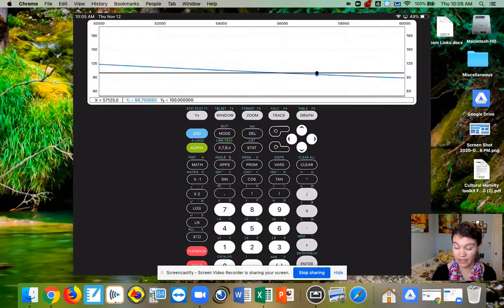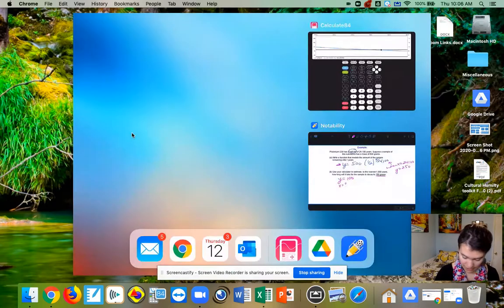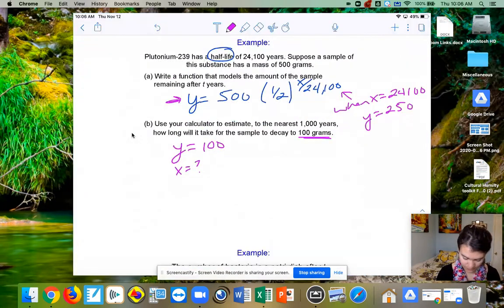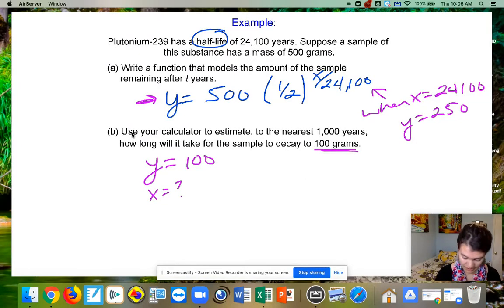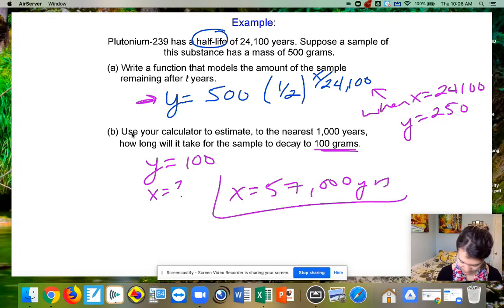All right, so then after you've hit the right bound, you're going to have to wait a while for it to actually work. And then it will give you your little mark here and tell you where they intersect. So it's saying about when x is 57,125. So if you keep that number in mind, go back to here. Our question was, what was it to the nearest 1,000 years? So you're going to get x is about 57,000 years for that.